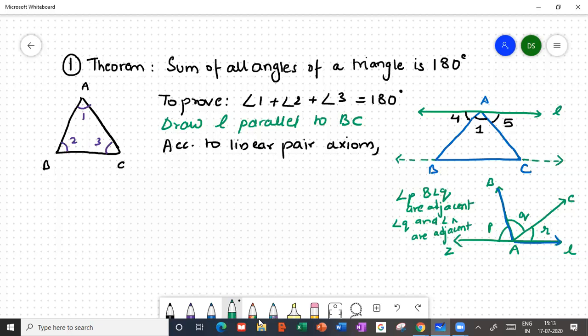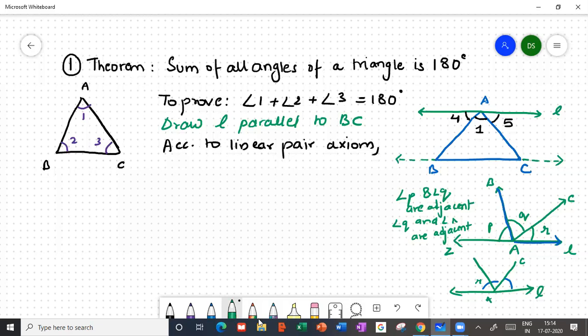So basically the linear pair axiom states, if a line, there is a ray. So this is our line L and there is a ray. Let's say this is AC. So this angle and this angle become supplementary, or this plus this is equal to 180. What happens now is I'm going to draw another ray, which will divide this angle R, it will subdivide it, this ray.